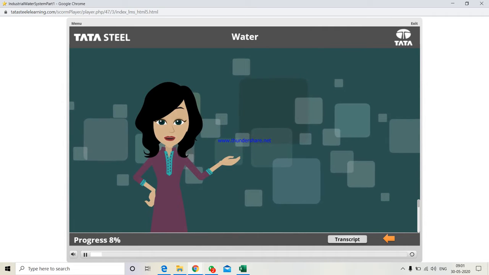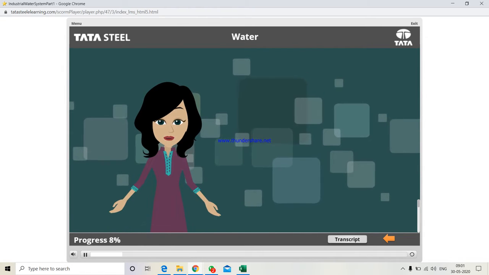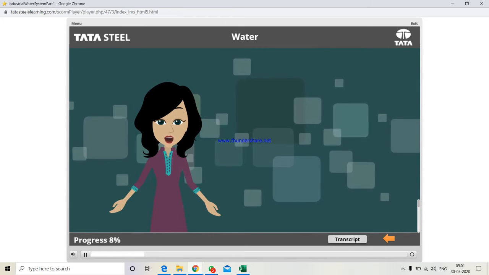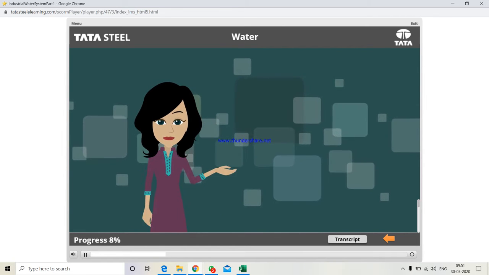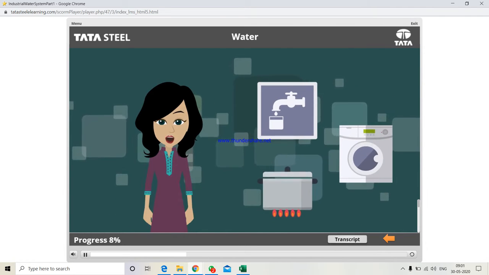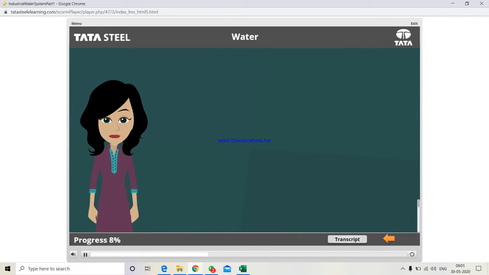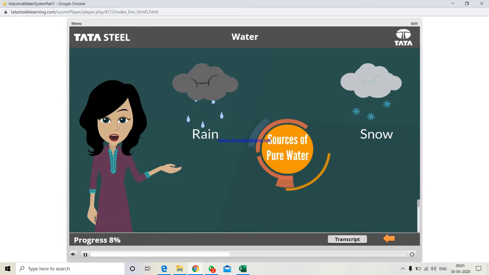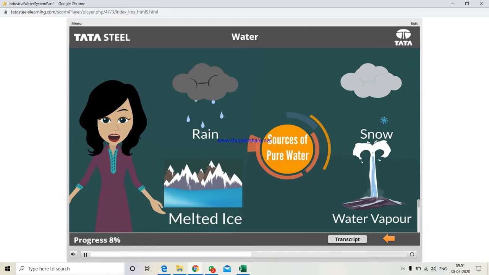Let's start with a brief introduction on water. Water is essential for life on earth. In fact, around 2/3 of the human body is made up of water. This is how important it is for us. We use water to drink, to wash, and to cook with. Without sources of water near to us, we would really struggle. Water in the purest form is seen in the form of rain and snow. The source of pure water is water vapor in the atmosphere. It is also produced by melting of ice.